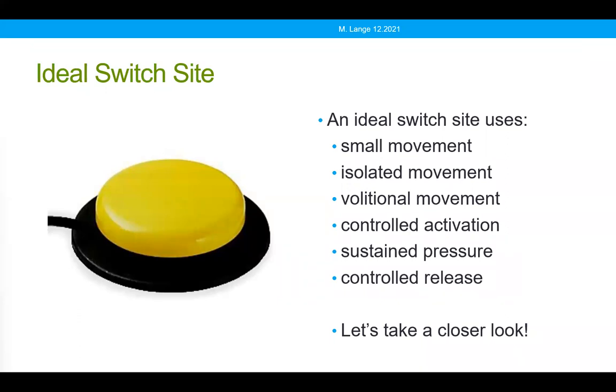We want as small a movement as possible. We want an isolated movement. This means this client isn't pulling in reflexive responses or the patterns of movement. We want a volitional movement. That means it's really truly under my voluntary control. Some of our clients have a lot of movement, but it isn't under good volitional control. We want controlled activation. I can reach out and activate that switch with sustained pressure if required and controlled release. So let's take a closer look.